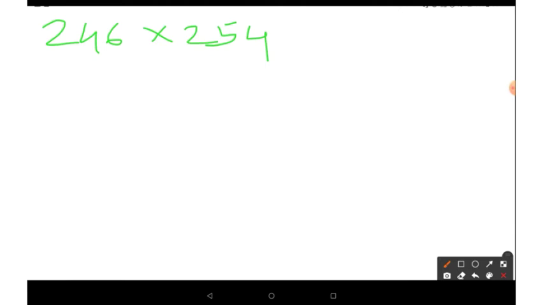So in that case, what you have to do is find the closest multiple of 10. 246 is not a multiple of 10, and 254 is also not a multiple of 10, but which is the closest multiple of 246 and 254? For 246 and 254, the closest multiple of 10 is 250, right?